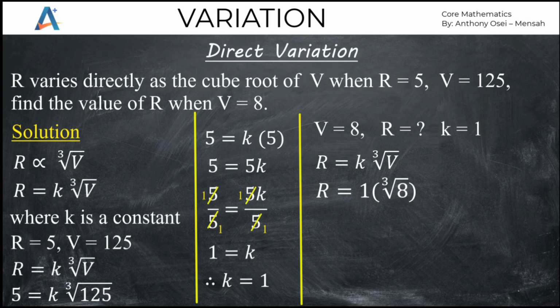So r is equal to 1 into bracket 2. The reason why we got 2 here is that the cube root of 8 is 2. That means that 8 can be the same as 2 power 3. The value 8 can be converted into 2 power 3, or 2 power 3 will give 8. That is why the cube root of 8 is 2. So r will be 1 times 2, which is 2.